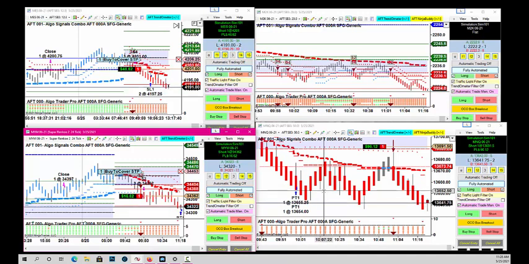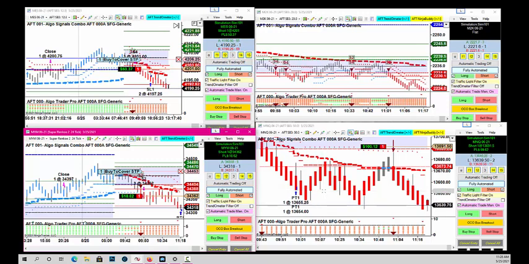And it may take all day the way the market's been moving today. It may be if we don't get stopped out on the last contract, we'll just be closing the positions out at the end of the day manually.